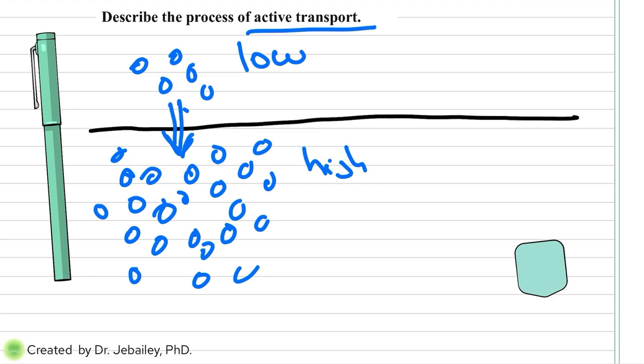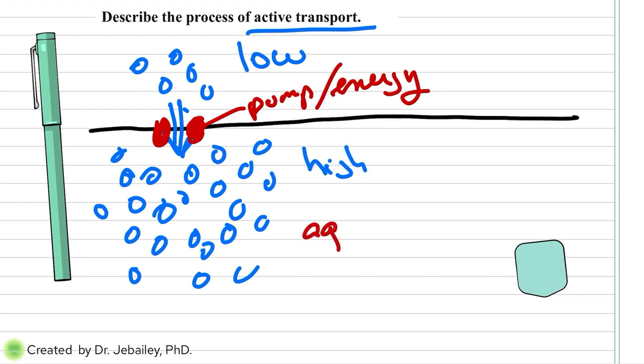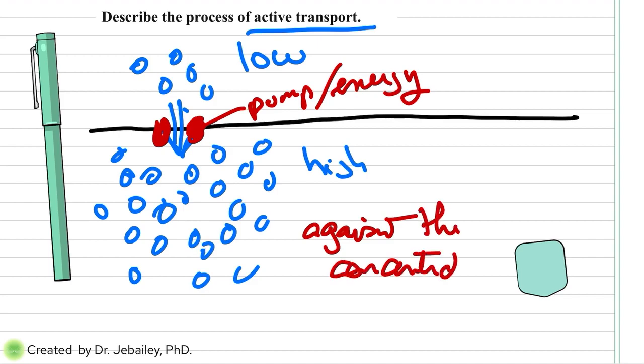So when you're forcing it, you're definitely going to need something here that will push them in. And usually that will be a pump, and the pump will also need energy. So active transport is going from low to high, and it needs a pump and energy. And usually we say that this is going against the concentration gradient. That's what it usually means. So this is a recap of active transport.